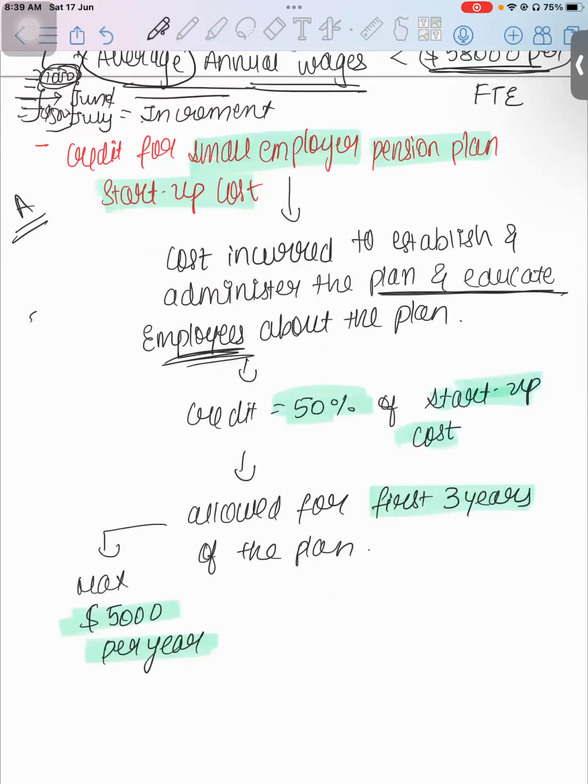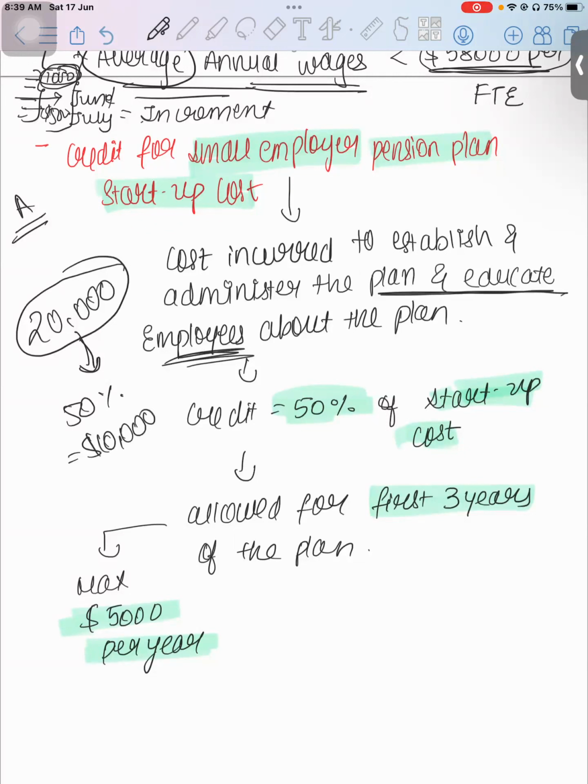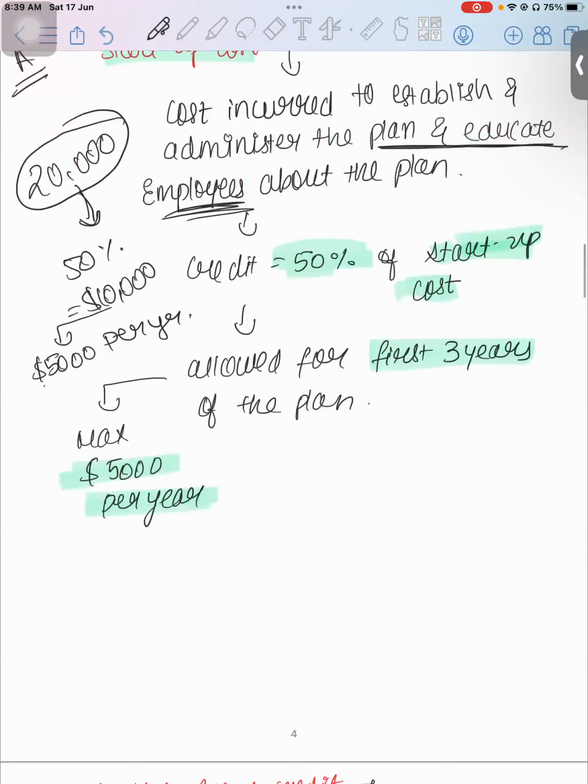Let's say your startup cost is 20,000. You have incurred 20,000 for developing the whole plan. Of this 20,000 you can take 50%. That comes to 10,000. But this 10,000 is limited to 5,000 per year. So 5,000 you can take in the first year, and then again 5,000 you can take in the second year.